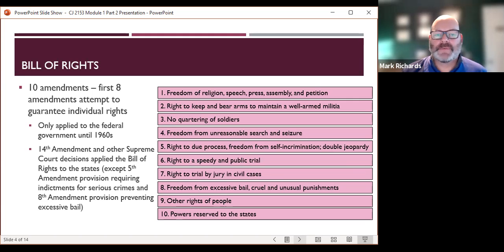The 10 amendments of the Bill of Rights are, of course, the freedom of religion, speech, press, assembly, and petition, the right to keep and bear arms, to maintain a well-informed militia, no quartering of soldiers, the freedom from unreasonable search and seizure, the right to due process, freedom from self-incrimination and double jeopardy, the right to a speedy and public trial, the right to trial by jury in civil cases, freedom from excessive bail, cruel and unusual punishments, other rights of the people, and the powers that are reserved to the states.